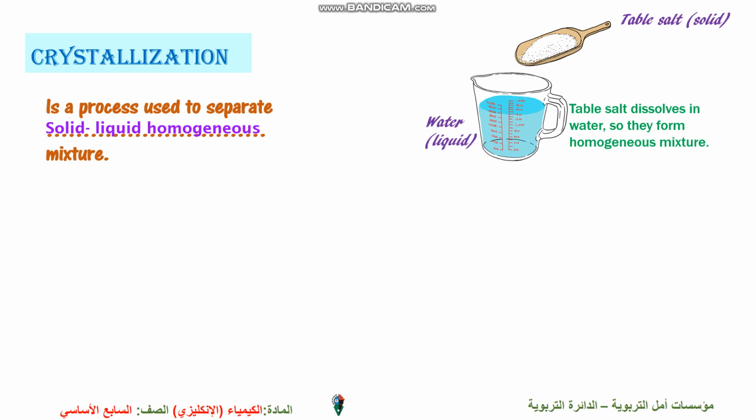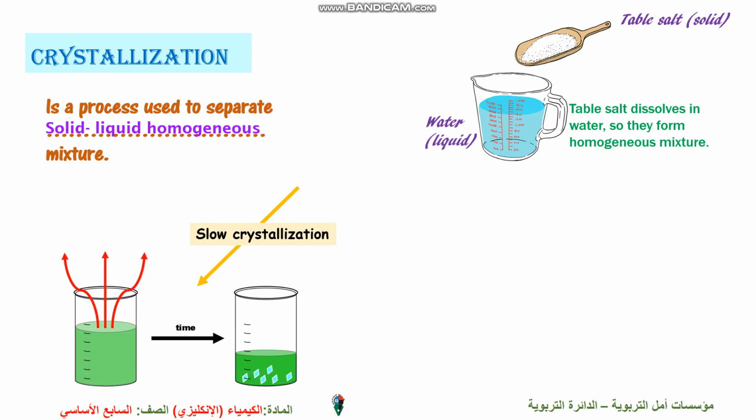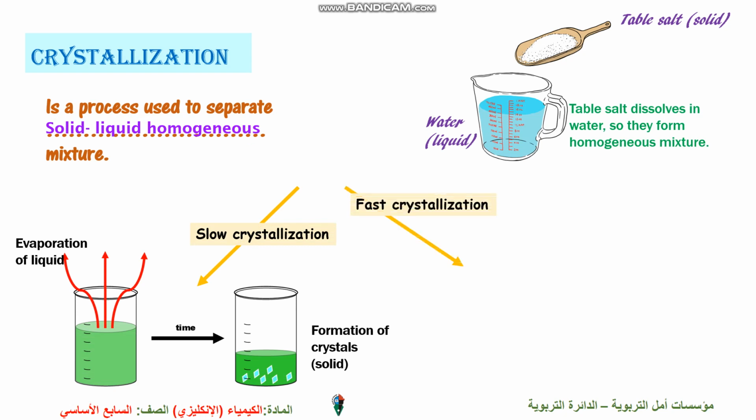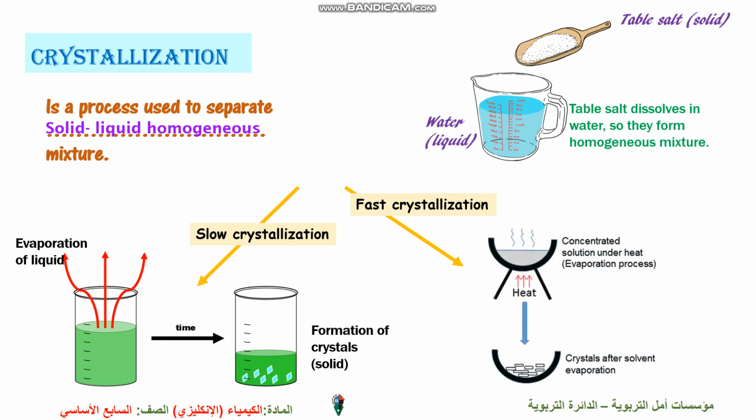Crystallization depends on the vaporization of water, and the solid will remain. It can be slow crystallization, so the evaporation of the liquid will take place slowly under the action of the sun, and the crystals will remain at the end as solid substances. They are called crystals. Or it can be fast crystallization under the action of heat. We heat the mixture, so the liquid will evaporate and the solid will remain, which is called the crystals.